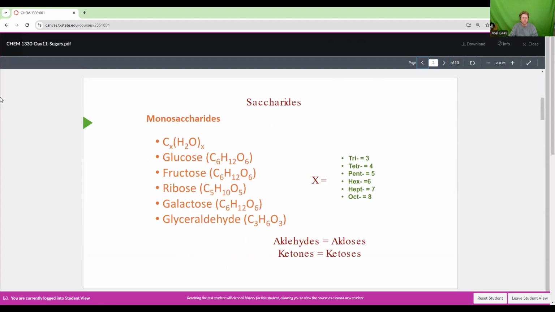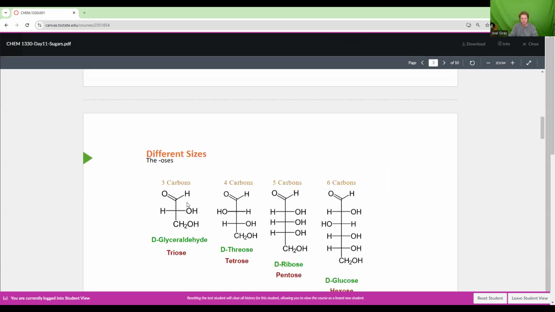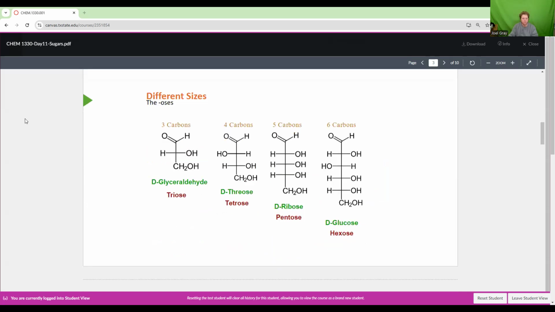This ultimately went back to functional groups, aldehydes and ketoses. I would definitely make sure that I know what an aldehyde or an aldose is, and what a ketose is. Then know these prefixes. Now I'm going to clear this out because I'm going to go on to the next slide and show you some important information.